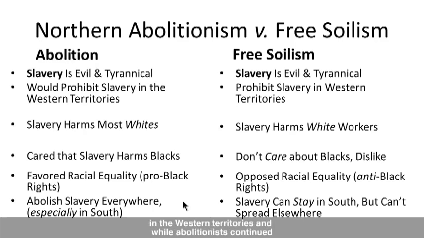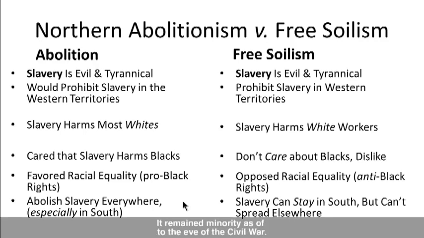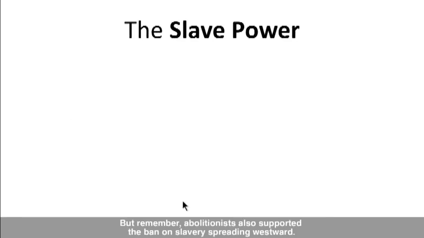And while abolitionists continued to be a radical minority opinion in the North, free soilism, or political anti-slavery, gradually grew into the majority political opinion of the North, as symbolized by Republican Lincoln's election in 1860. Abolition was not a majority opinion. It remained minority to the eve of the Civil War. But remember, abolitionists also supported the ban on slavery spreading westward.